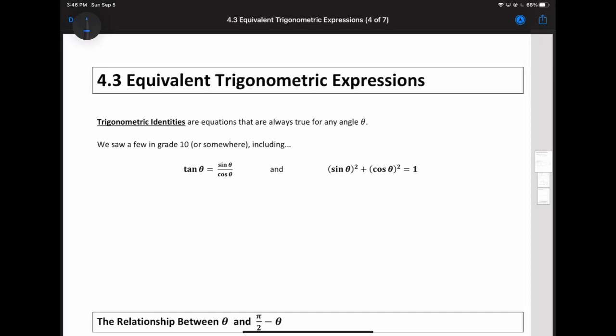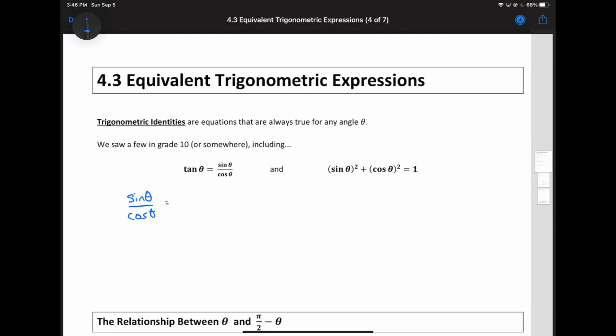I'm going to just really quickly go over why they're true, but the biggest part is that you're able to use them. Now the tan one, I'm actually going to try it and justify it by going backwards. Okay, so I'm going to start off with sine theta over cos theta.